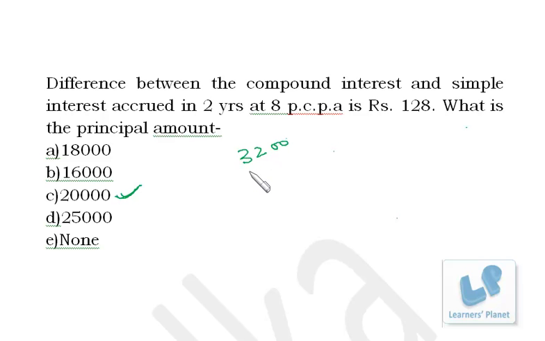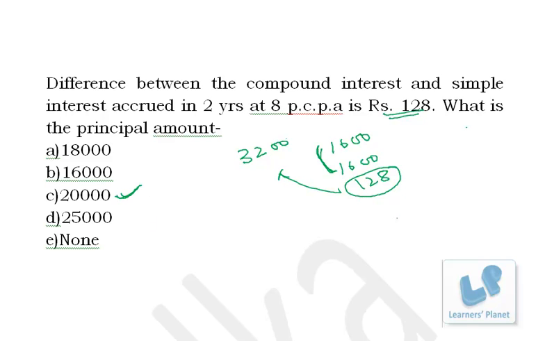And if we talk about compound interest, simple interest for the first year is 1600, simple interest for the second year is 1600, but we have to take compound interest. That means we have to charge 8% on this amount, that is the interest of the first year, right? So 8% of 1600 is what? 128, right? Now you can see this is 3200 and this 128 rupees is extra. So our calculation is verified over here, right? So 20,000 is the correct choice. So this way you can solve this problem very easily.